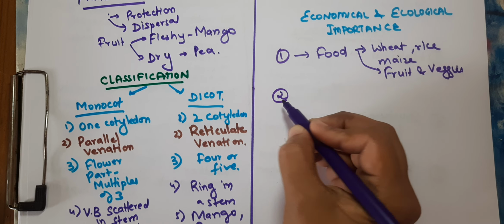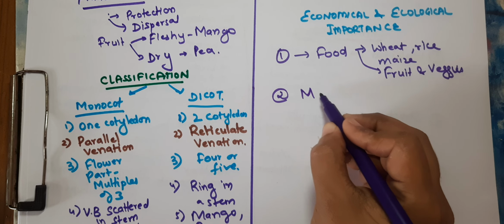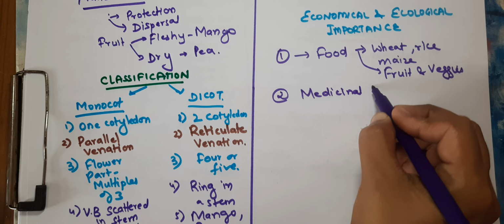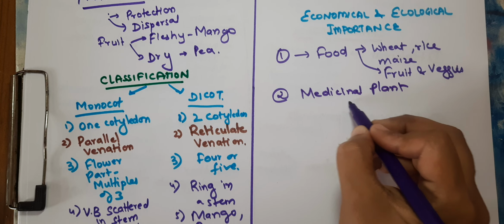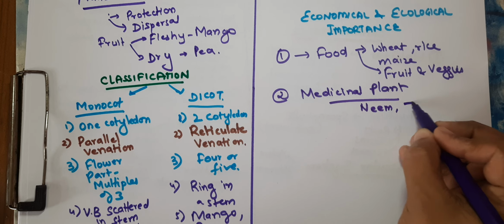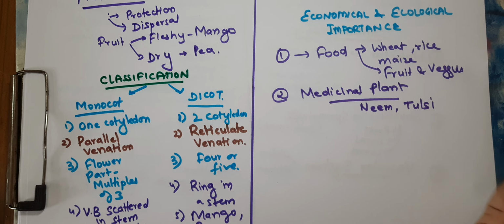Another one: there are many angiosperms that have medicinal properties. To name a few, we all know neem and tulsi. So they are medicinal plants.